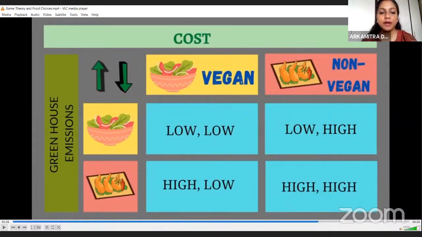So going by this payoff matrix, you may feel that going vegan is the best way forward. But there is a big but here, because a researcher at the University of Oxford, Joseph Poore, who studies environmental impacts of food, feels that we should be mindful about what we consume and where it is coming from.